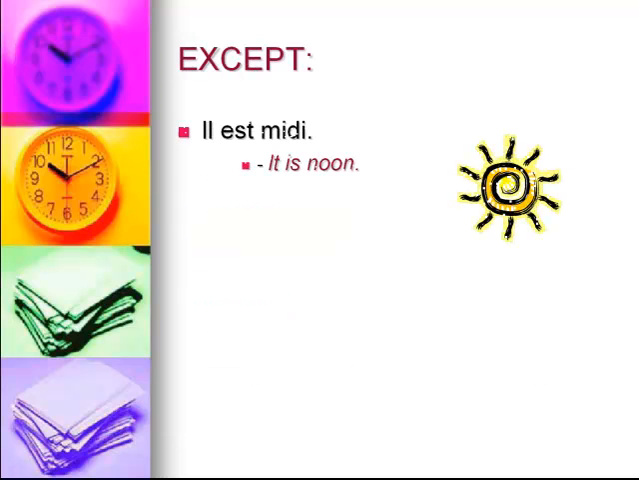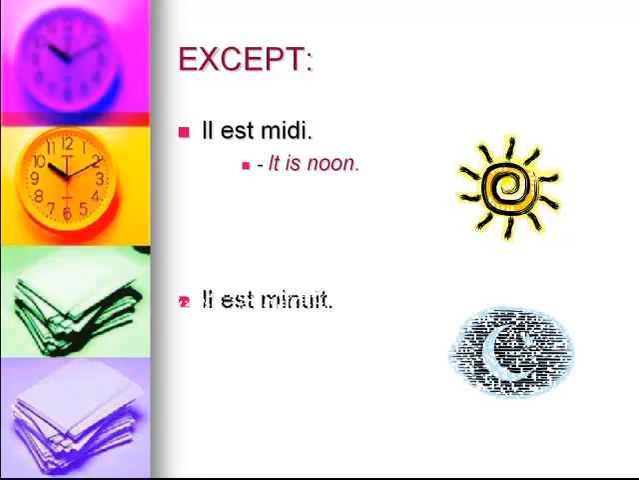Alright, so a couple of little exceptions to that. They don't often say il est 12 heures for 12 o'clock. If it's noon, they would say il est midi. And if it's midnight, they would say il est minuit. So midi and minuit. I always told people, try to remember that to say it's noon, and noon happens during the daytime. Maybe that can help you to remember that midi is daytime.